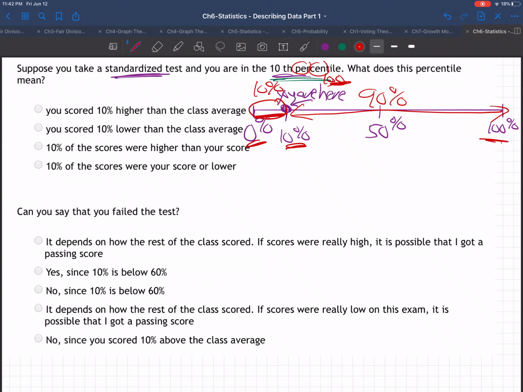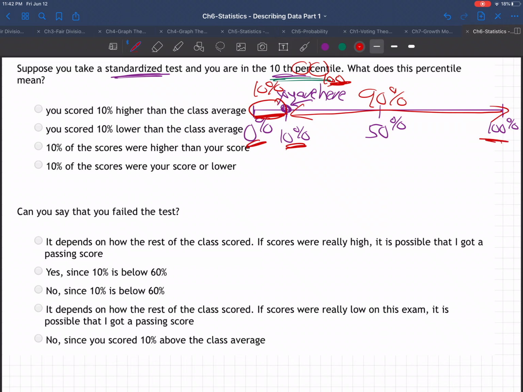So you scored 10% higher than the class average? No, you're way below the average. Here's the average right here in the middle. You scored 10% lower than the average? No. 10% of the scores were higher than your score? No. 10% of the scores were your score or lower? Yeah, that's right. 10% were your score or lower.